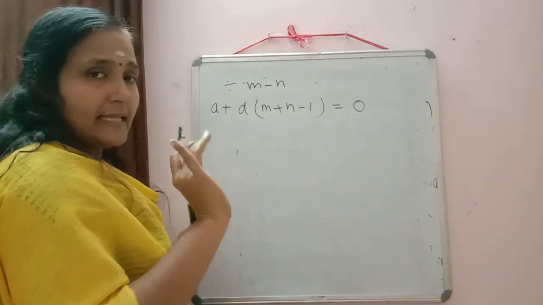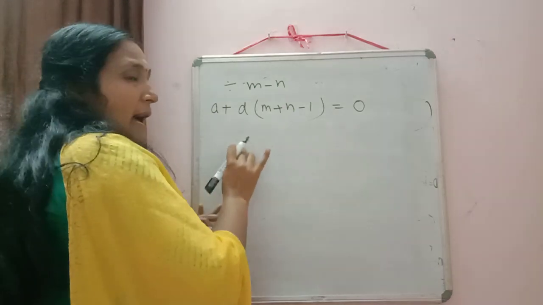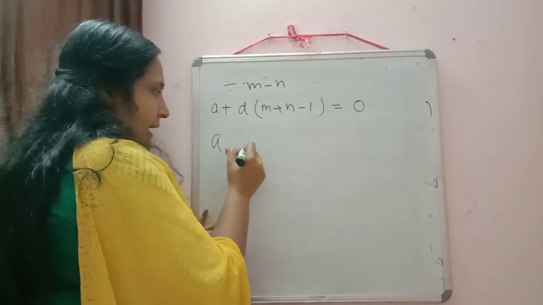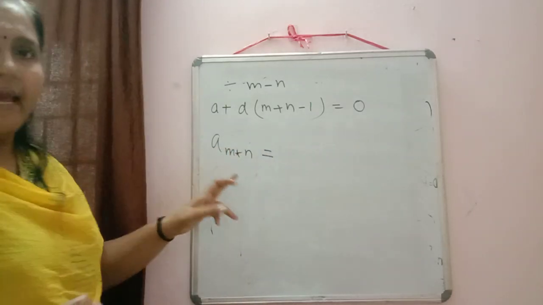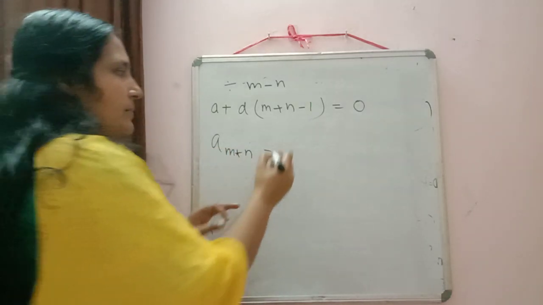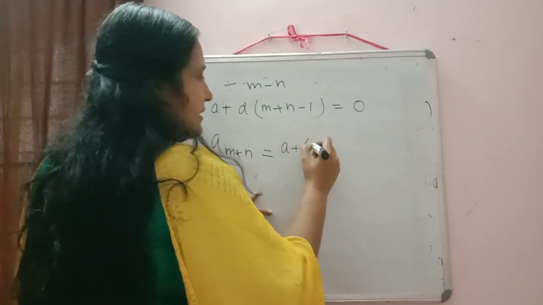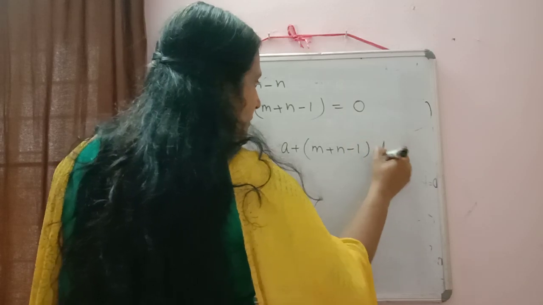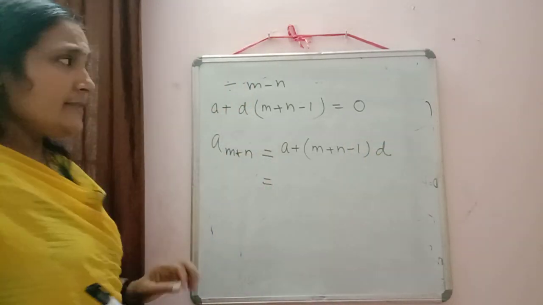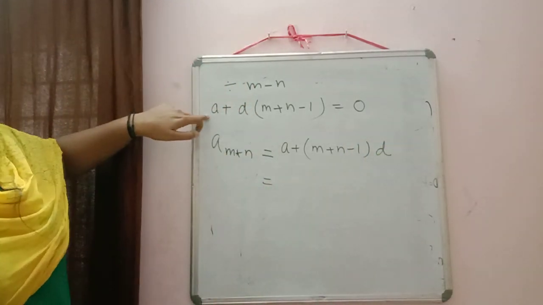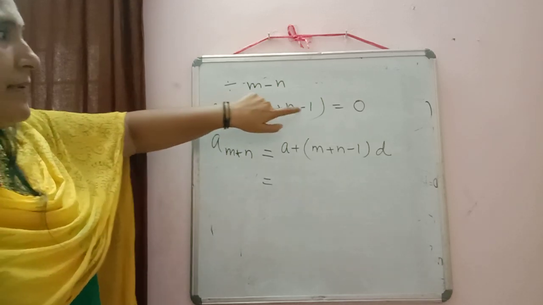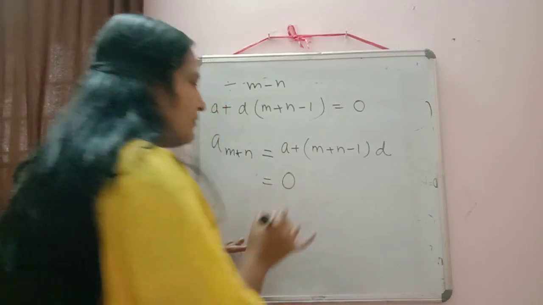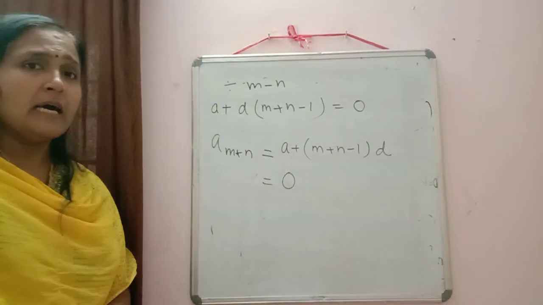Again, m plus nth term doesn't mean that you have to add mth term and nth term. What we have to find out? A, m plus n. So according to the formula, what will come? A plus m plus n minus 1 into d. And just to check, in the previous one what we wrote? A plus d into m plus n minus 1 equal to what? Equal to 0. So directly we will write here, it is equal to 0.